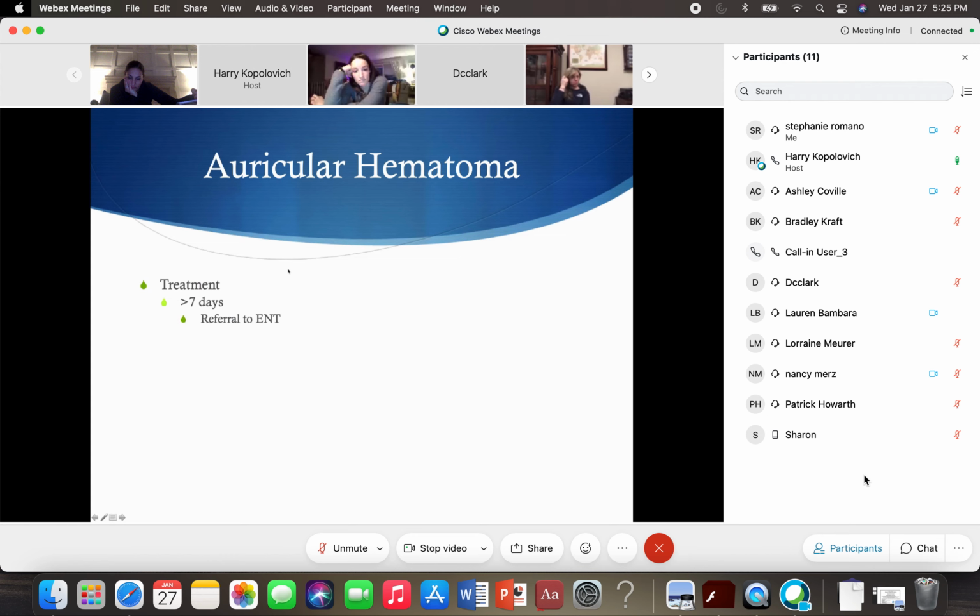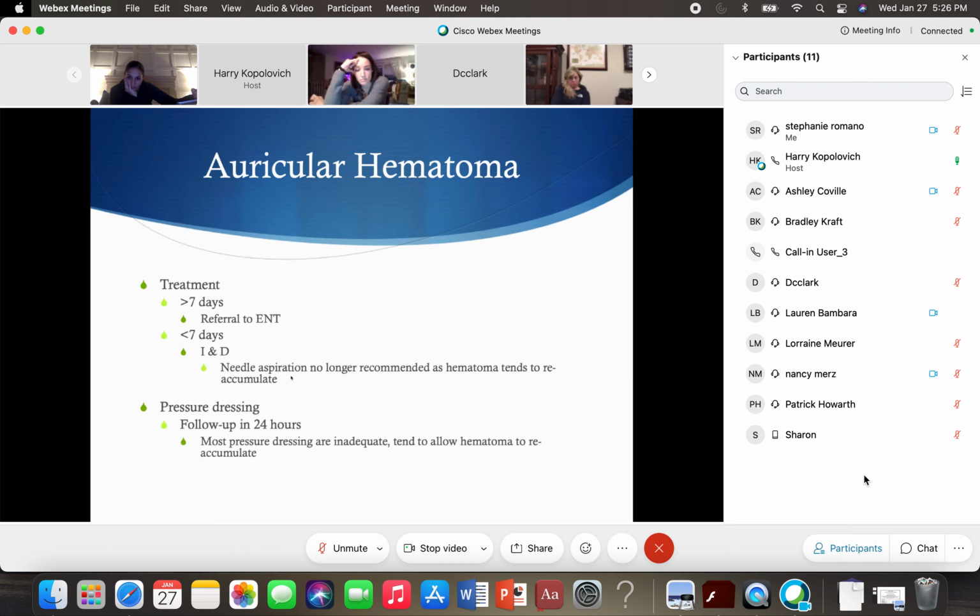The recommendation used to be needle aspiration, but timing is really dependent on when the patient presents to the ED. So if it's been greater than 7 days, don't touch it. You're not going to be able to do anything. Patient needs referral to plastics or ENT. If it's less than 7 days, the recommendation is to do I&D, not to do a needle aspiration, simply because the hematoma tends to reaccumulate.